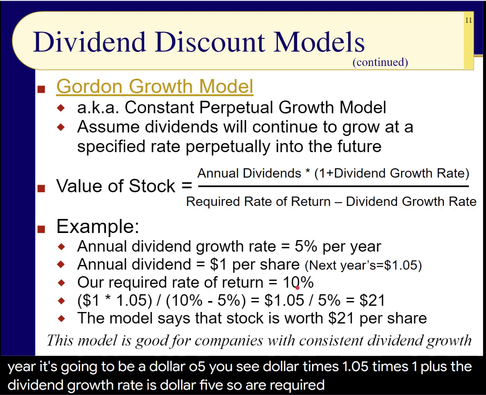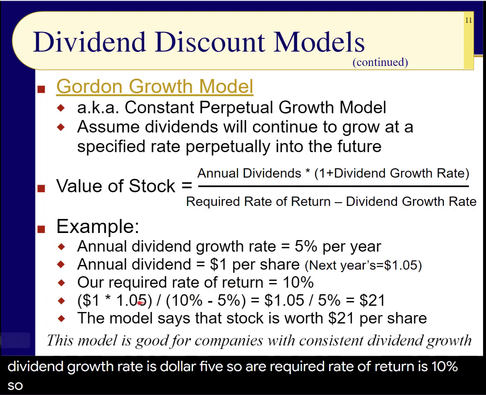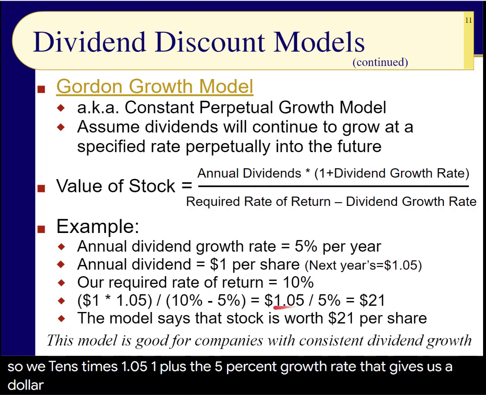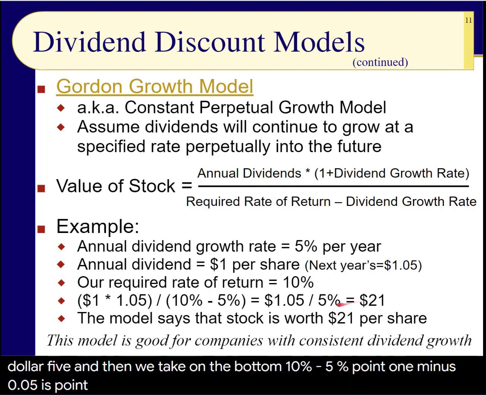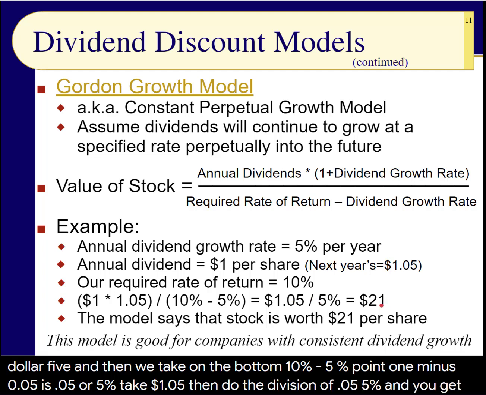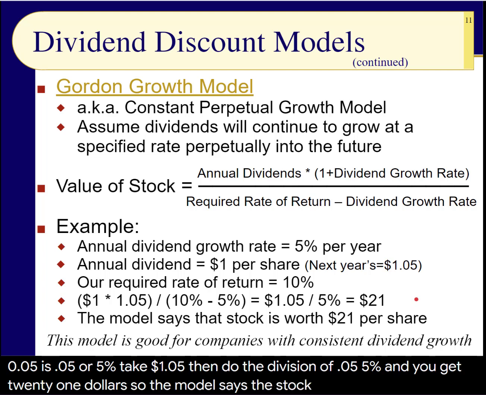So our required rate of return is 10%. We plug the numbers in: $1 annual dividends times 1 plus the 5% growth rate gives us $1.05. Then on the bottom, 10% minus 5%, 0.1 minus 0.05, is 0.05 or 5%. Take $1.05, divide by 0.05, and you get $21. So the model says the stock is worth $21.